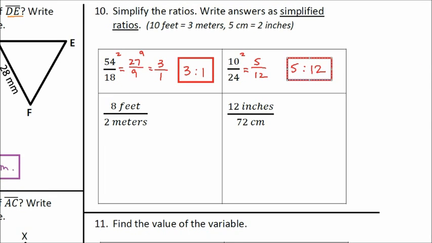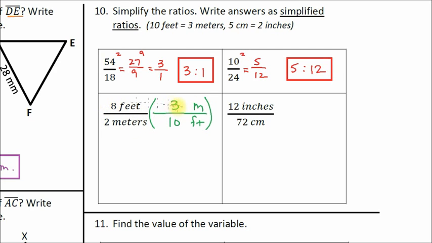Next one, now we have different units of measure. Let's find our strategy to do that. We have our conversion factors up here. I'm going to make sure that when I get rid of my units of measure, I'm going to put feet on bottom, and I'm going to put meters on top. And it says that 10 feet is equal to 3 meters. Now I can cross off all my units of measure because feet show up on top and bottom, meters show up on top and bottom.